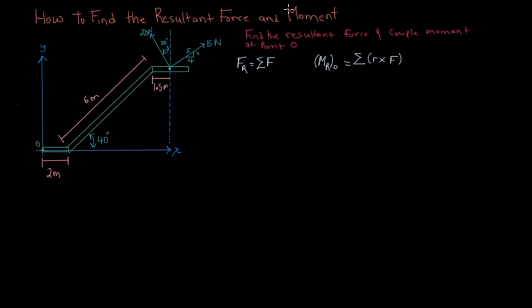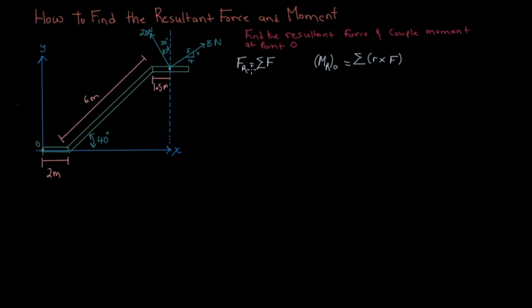In this video, we're going to learn how to calculate the resultant force and resultant moment about a point using our sum of forces and sum of moment equations. In this example, we have this platform, and these two forces acting on the platform at this point right here. We're asked to find the resultant force and the resultant couple moment at point O.